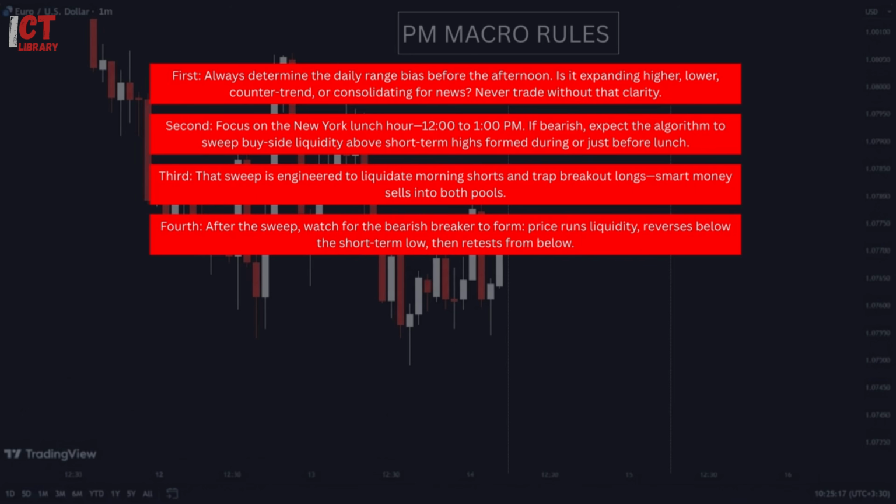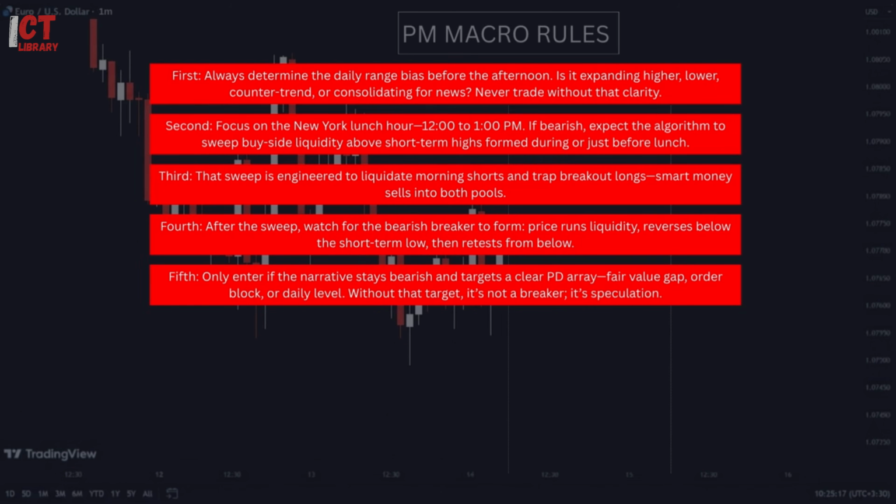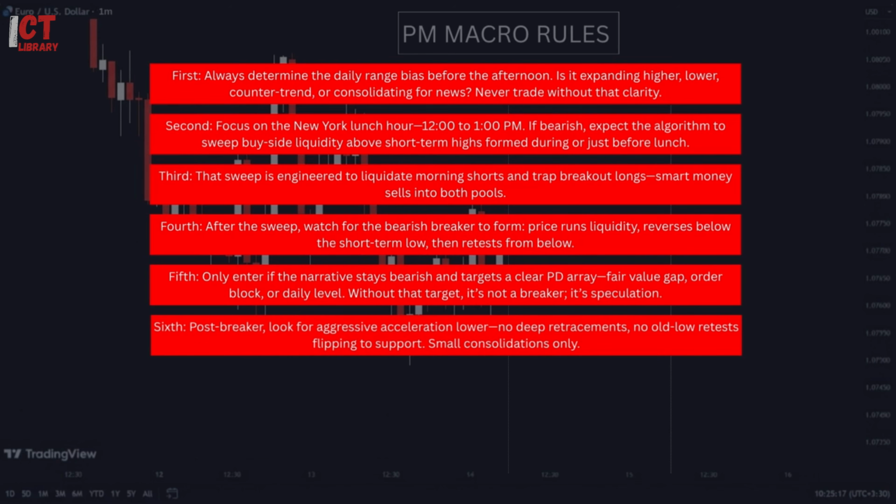Price runs liquidity, reverses below the short-term low, then retests from below. Fifth, only enter if the narrative stays bearish and targets a clear PD array: fair value gap, order block, or daily level. Without that target, it's not a breaker, it's speculation. Sixth, post-breaker, look for aggressive acceleration lower: no deep retracements, no old low retests flipping to support, small consolidations only.